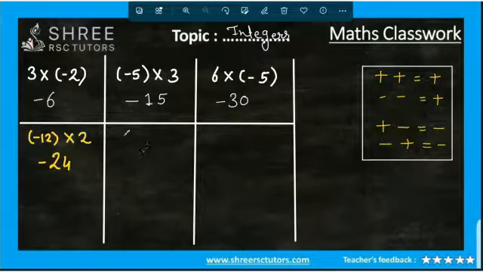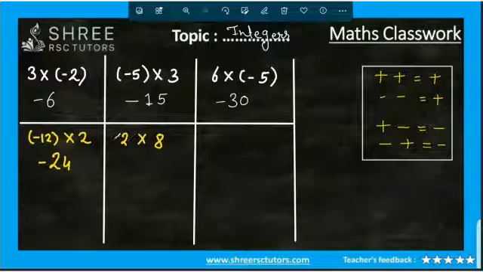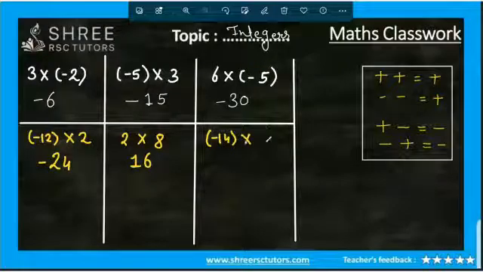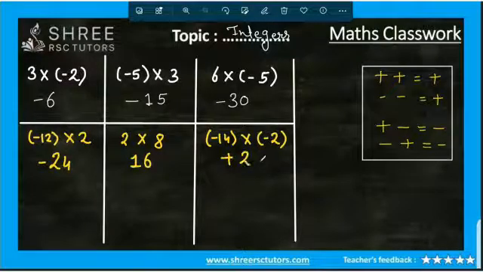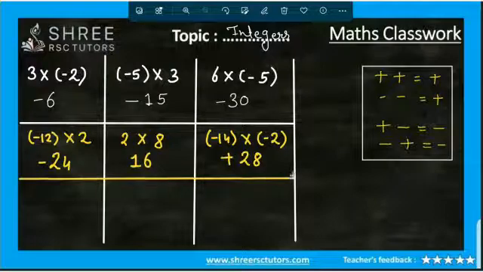Next question. 2 multiplied by 8. Here the 2 doesn't have any sign and 8 doesn't have any sign. That means they both are positive and 2 times 8 is 16. Positive 16. We don't have to mention the positive sign over here. Next question is negative 14 multiplied by negative 2. So negative will become positive. 14 multiplied by 2 will become 28. So this is how we can do question number 2 as well.